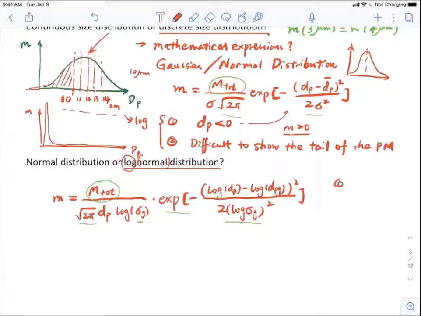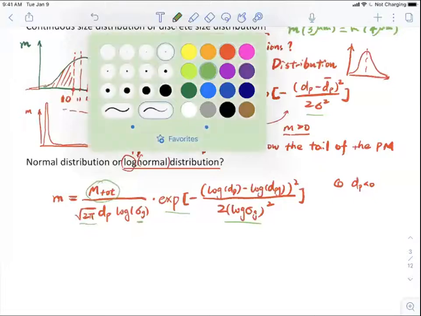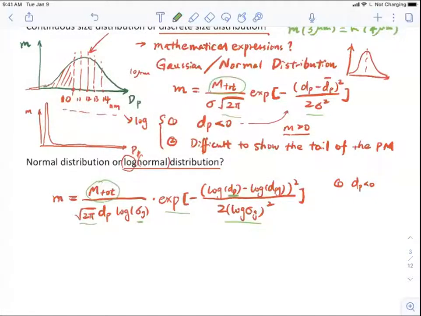So if you first look at particles of negative size, in the log normal size distribution, can we still have negative size particles? No, right? Because if you notice here, the particle size is now in the log form. So by using the log form in the distribution, it naturally excludes the condition where the particle size is negative, because the log of dp doesn't carry any meaning if we have a particle that has a negative size, right?